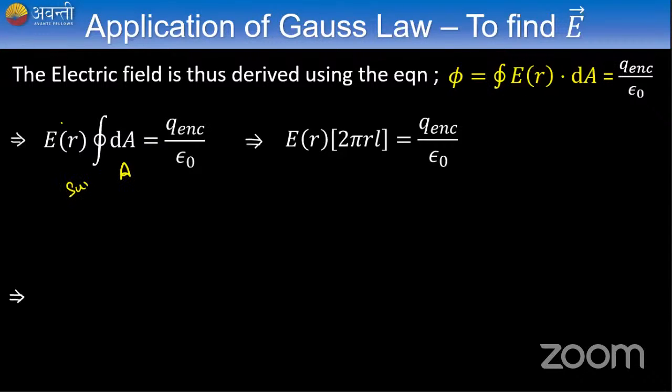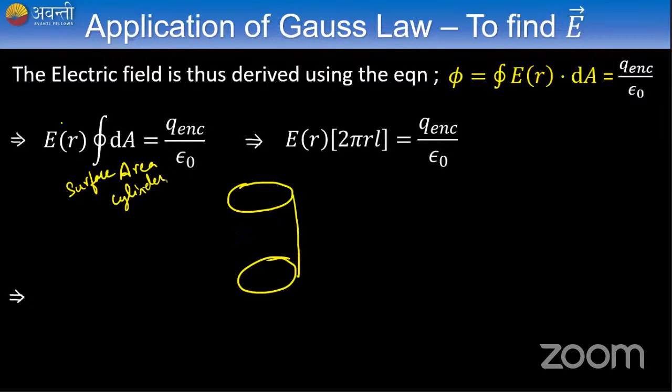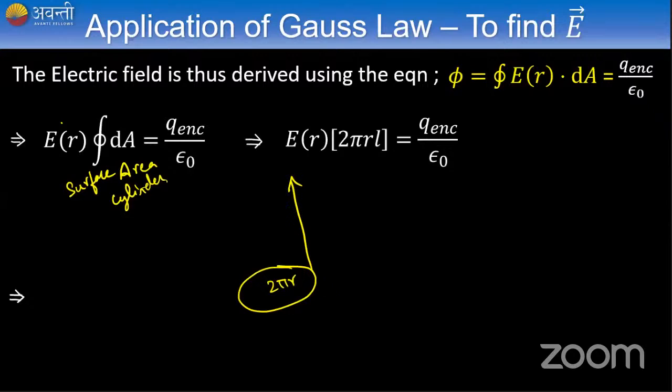Here, guys, it should be the surface area of what? Cylinder. So what is the surface area of the cylinder, guys? How can I construct a cylinder? I can construct a cylinder by considering two circles of circumference 2 pi r at a separation of length L. So this is my cylinder, and I have 2 pi r times L. If I take a circle of circumference 2 pi r and move it along the length L, I would get a cylinder.